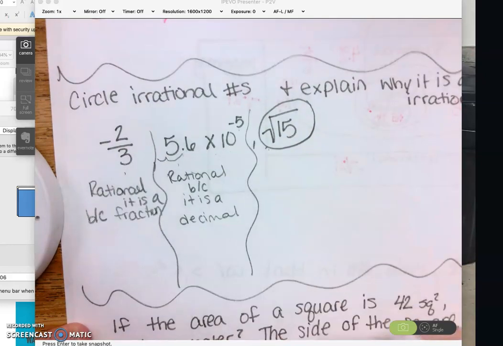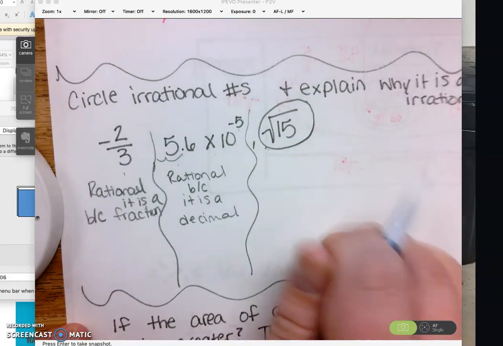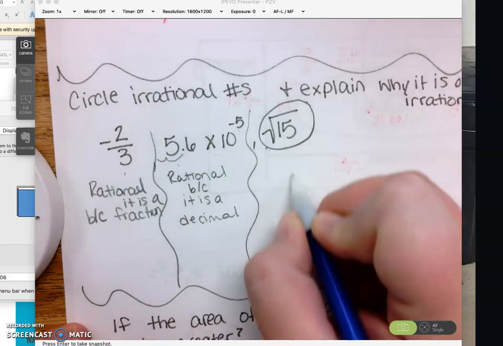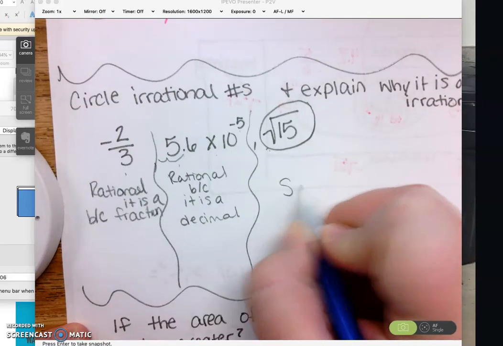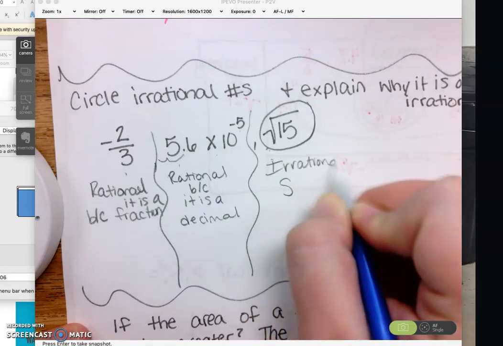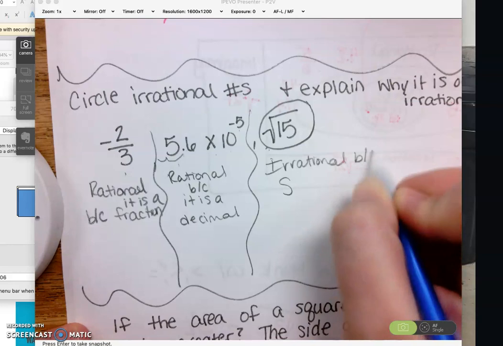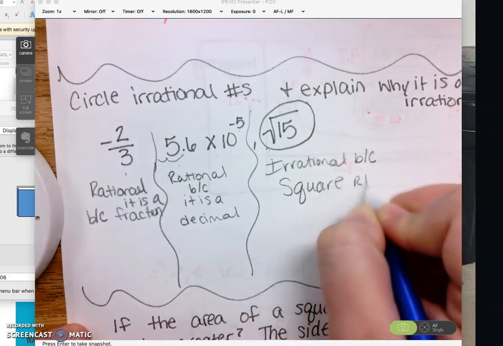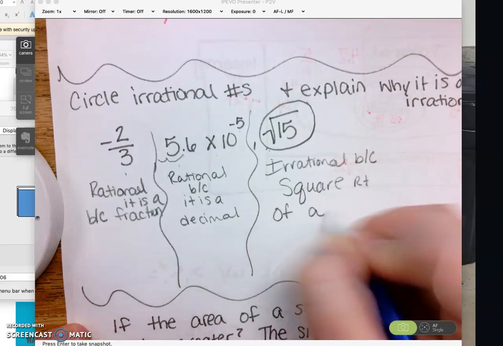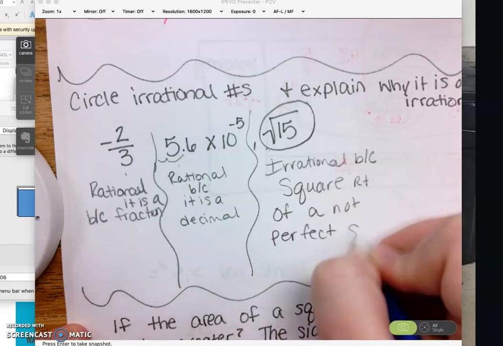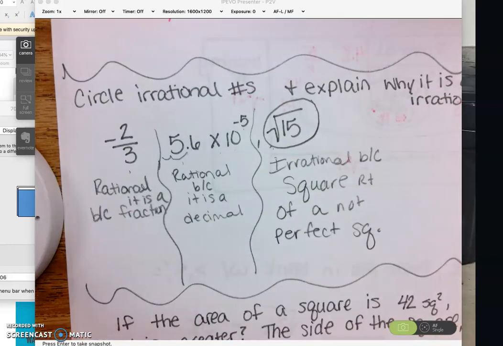This one's my big one. Why is this irrational? It's not rational. It's not a full square. Okay, it's irrational because it is a square root of a not perfect square. That's why it is irrational, and you will need that.